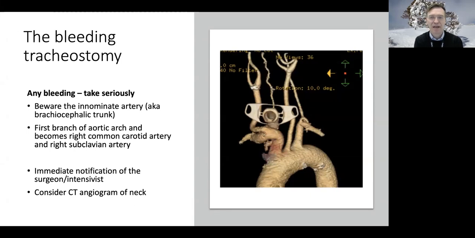I think we'd all agree it's better to be very aware of it and to investigate early, often with angiography. I think CT angiography provides us with a really useful tool these days to ascertain what might be going on, and to urgently escalate to the proceduralist, be they the intensivist or the surgeon who inserted the tube, to participate in the investigation and also the ongoing management.